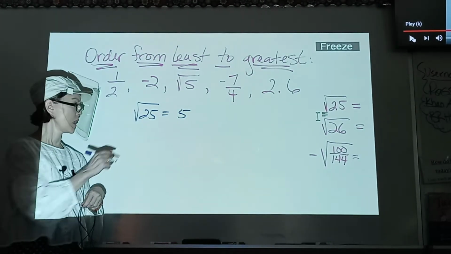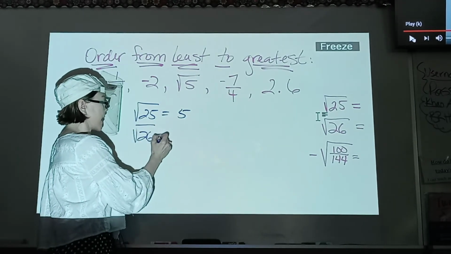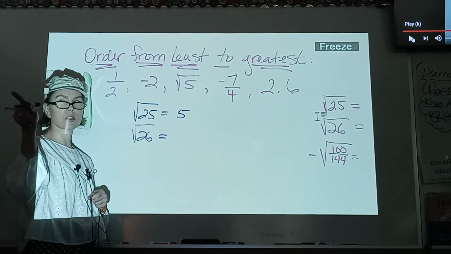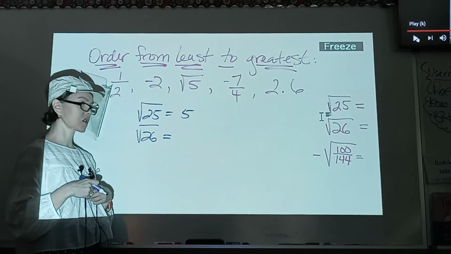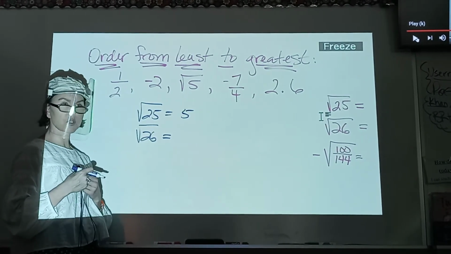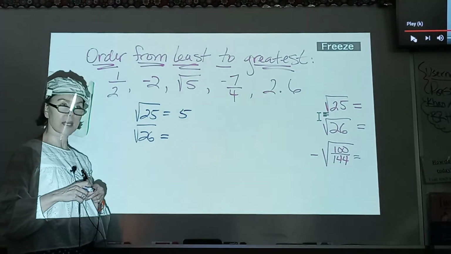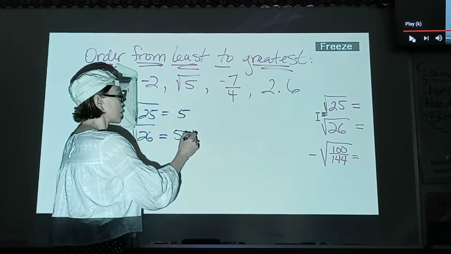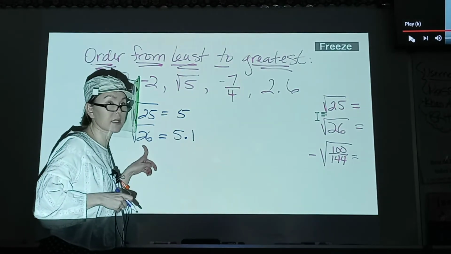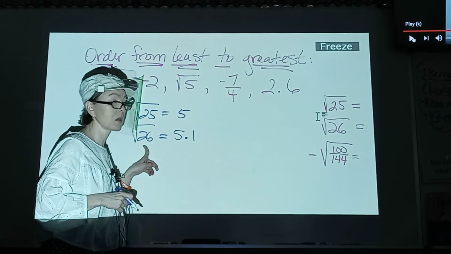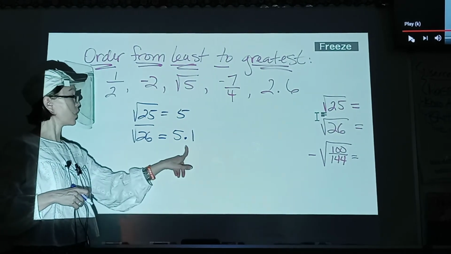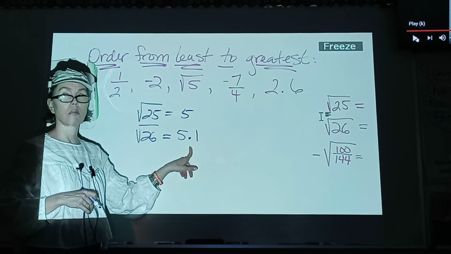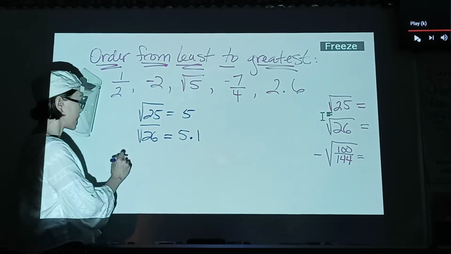Okay? Now, let's do radical 26. Use your calculators right now, you guys, and take the square root of 26. You're going to have a decimal. Yes, Eva? 5.1. So is radical 26 a perfect square? No. Okay, because after we took the square root, we got a decimal.